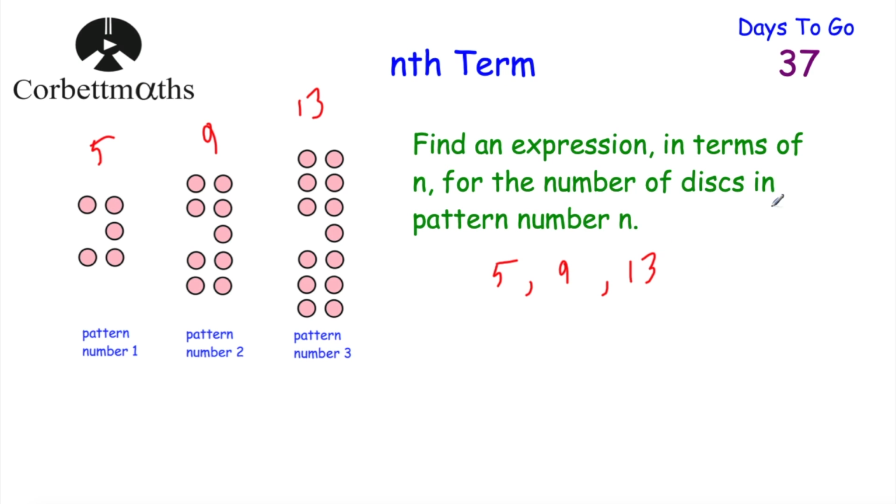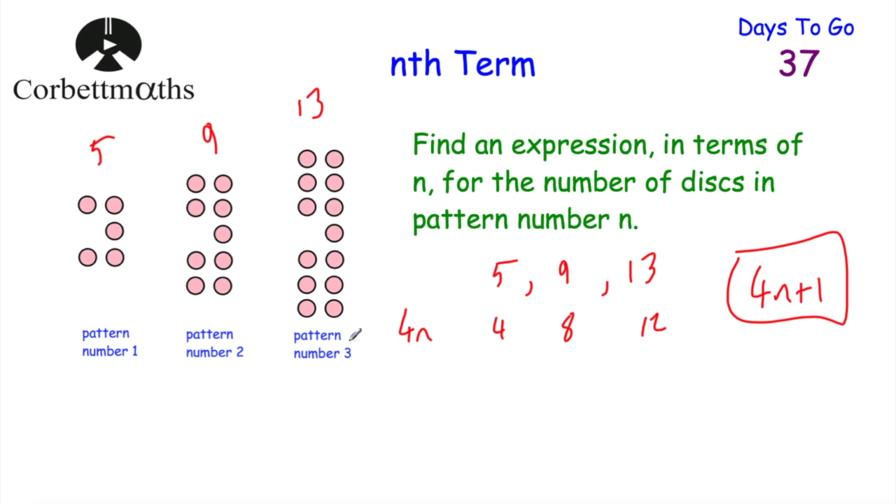We want the number of discs in pattern n. So what we're going to do is we're going to find the nth term. So because we're going up in 4s, we're going to write 4, 8, 12, and that's 4n, the multiples of 4. And to get from 4 to 5, we add 1. To get from 8 to 9, we add 1. To get from 12 to 13, we add 1. So it's going to be 4n add 1. So the nth term is 4n plus 1. So that means in pattern n, it'll be 4n plus 1. In other words, 4 times the pattern number plus 1.